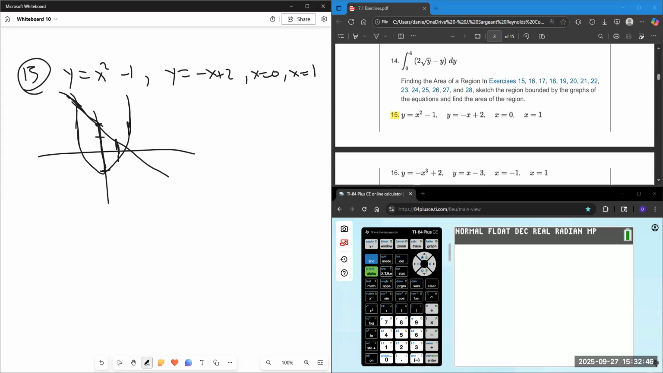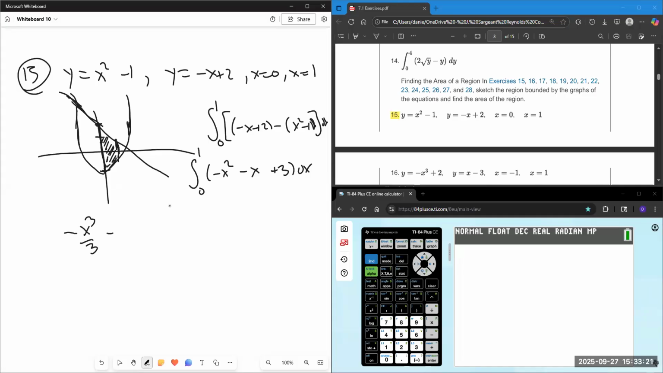So in this region right here, the line is above the parabola. So 0 to 1, line above parabola, and that gives us the integral from 0 to 1 of -x squared minus x plus 3 dx, which is -x cubed over 3 minus x squared over 2 plus 3x from 0 to 1.